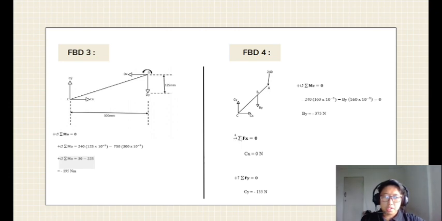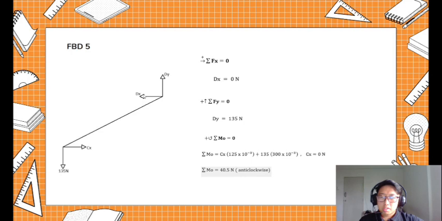Assuming the direction to the right is positive, the sum of Fx equals 0, same as Cx equals 0 Newtons. The sum of Fy equals 0, assuming the direction upwards is positive, which is Cy plus 350 Newtons from By, and you minus that with 240 Newtons, and you get Cy equals negative 135 Newtons.